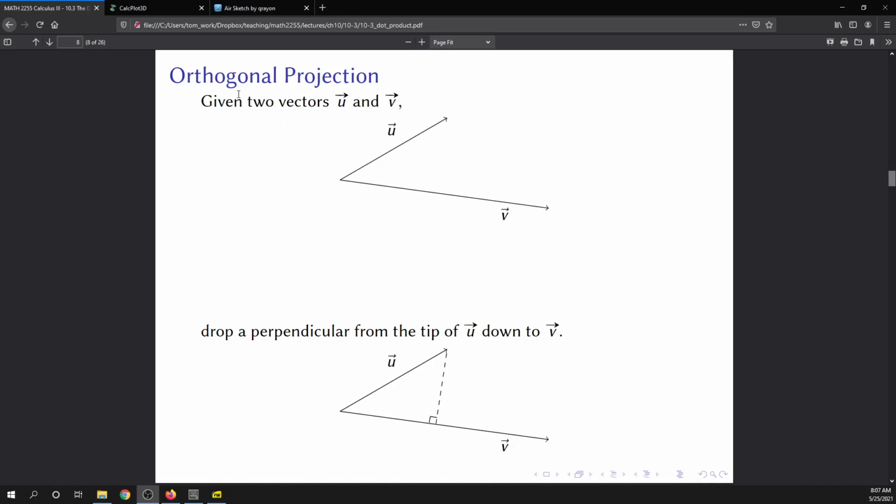Okay, so about the orthogonal projection, say we have two vectors, u and v. To get the orthogonal projection of u onto v, what we're going to do is drop a perpendicular from the tip of u down to the vector v. That's indicated by this little dotted line right here. That little dotted line is going to make a right angle with the vector v. So we're going to draw that down.